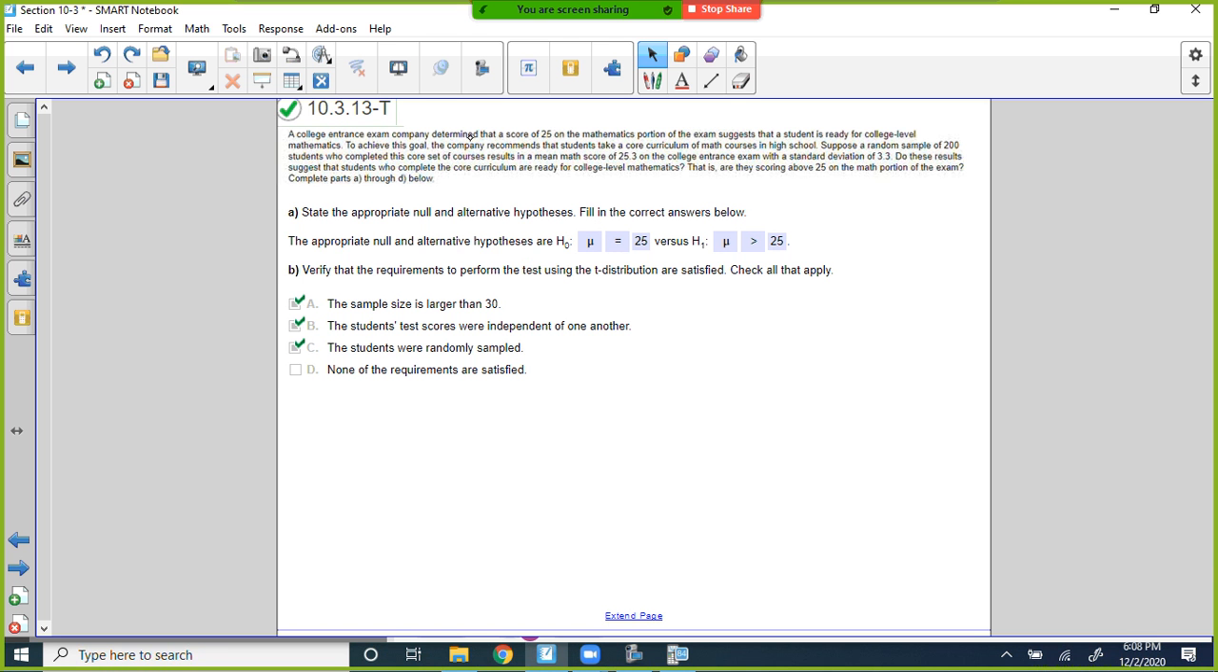Well, so a college entrance exam company determined that a score of 25 on the math portion of the exam suggests that the student is ready for college level mathematics. So here's our mu naught, right? Here's our mu naught. So we've got the mean equal to 25, right? Mu naught. That's our null hypothesis, right?